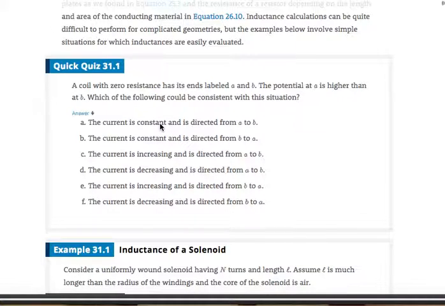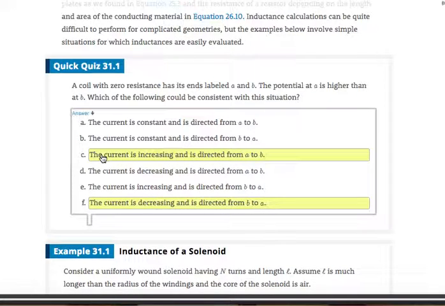It's definitely not that, because the only thing that's going to keep just a coil with zero resistance creating any sort of EMF or potential difference is going to be a changing magnetic flux, and the changing magnetic flux is only going to be caused by a changing current. The correct answers are that the current is increasing from A to B, which would create that potential, or it's decreasing from B to A.